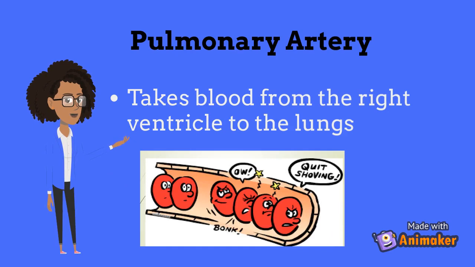The pulmonary artery takes blood away from the right ventricle and into the lungs. So when the vena cava brings the deoxygenated blood into the right atrium, it then moves into the right ventricle where it is then transported to the lungs by the pulmonary artery to become oxygenated again.